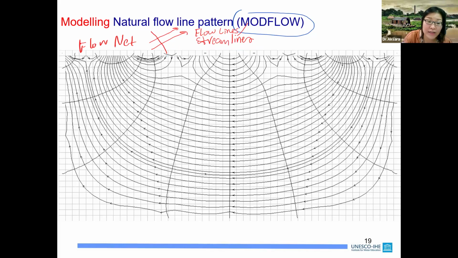Sorry, I'm just going to change the color of my pen a little bit. So another line that crosses the flow lines in the flow net system is the equipotential line.